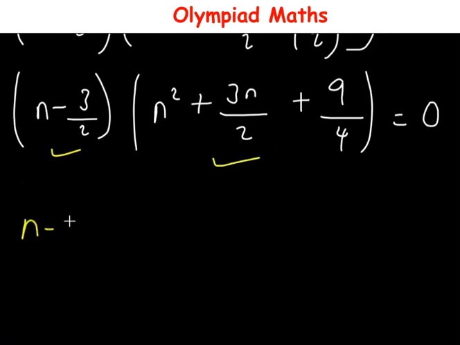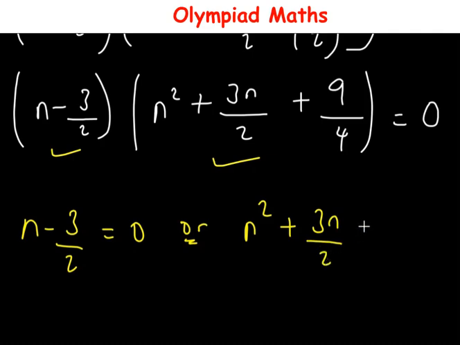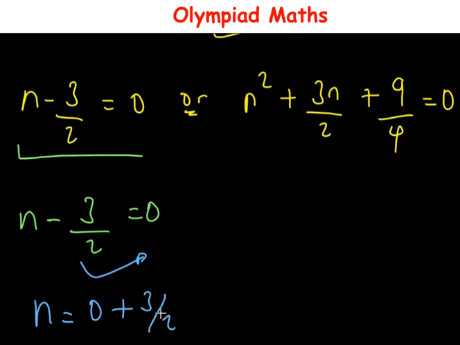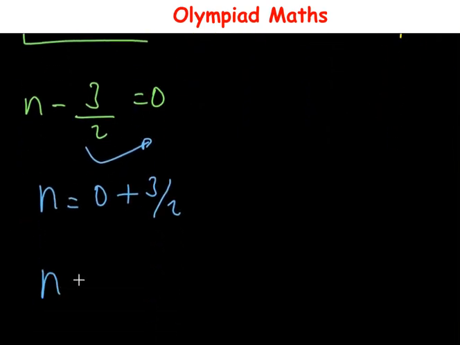Now, at this junction, we can equate this to 0 or equate this to 0. So what we have is n minus 3 over 2 is equal to 0, or we have n squared plus 3n over 2 plus 9 over 4 is equal to 0. Now, let's first solve this linear equation. We have n minus 3 over 2 is equal to 0. Move minus 3 over 2 over to this side. We have that n is equal to 0 plus 3 over 2. And with this, the value of n is equal to 3 over 2.